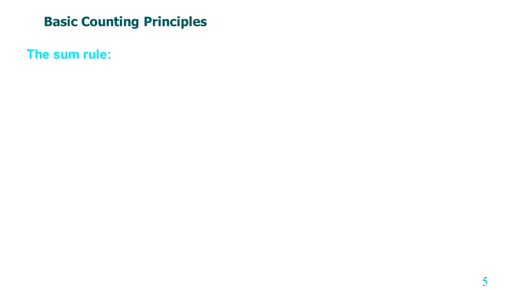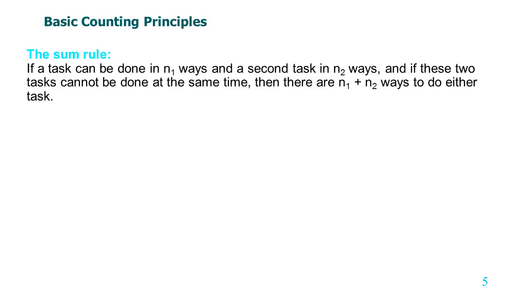What are the basic counting principles? First is the sum rule. It is a very simple rule. If a task can be done in n1 ways and a second task can be done in n2 ways, and if these two tasks cannot be done at the same time, then there are n1 plus n2 ways to do either of the tasks.